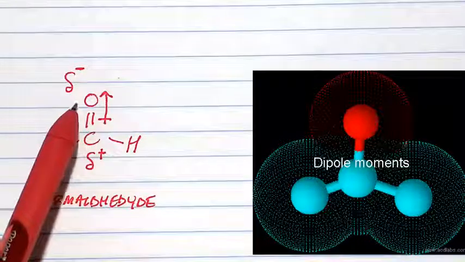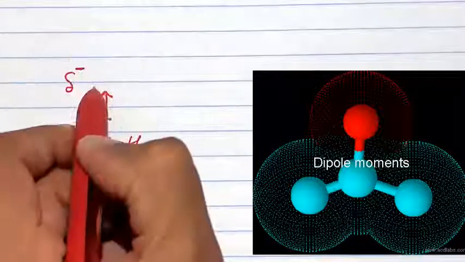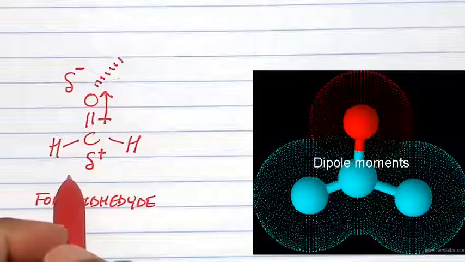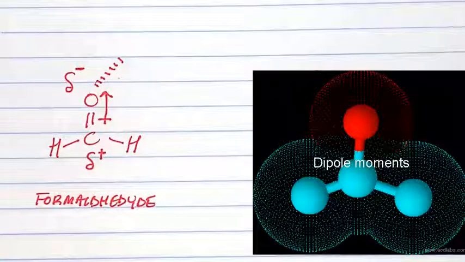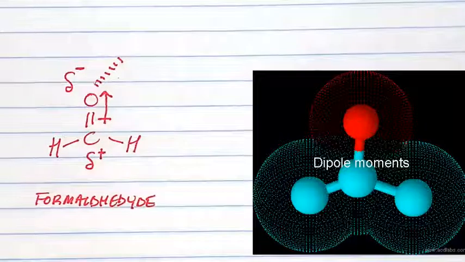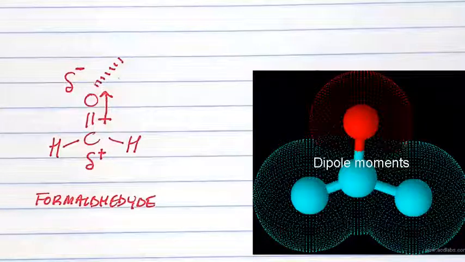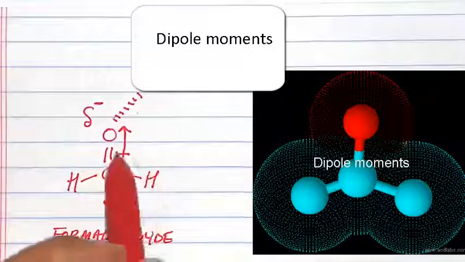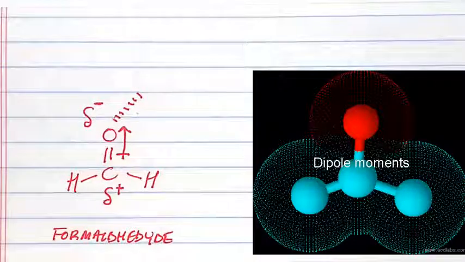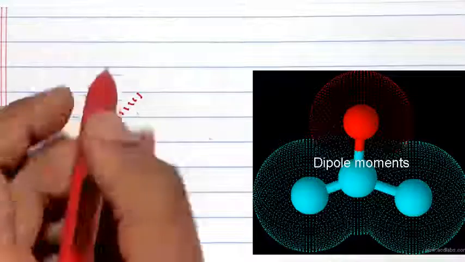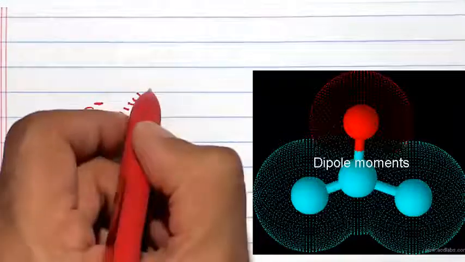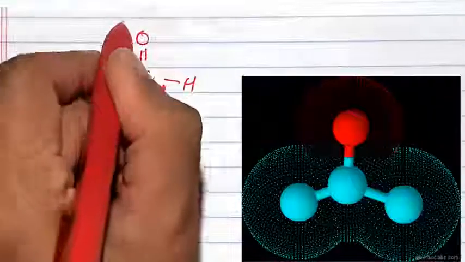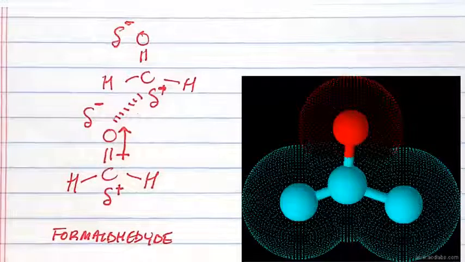And we know that partial positives will like to interact with partial negatives. So this partial negative will interact with a partial positive of another molecule. It could be another partial positive of a formaldehyde, or it could be another partial positive of another molecule itself. So polar molecules will interact with one another through their dipole moments. So, for example, if formaldehyde were to interact with another molecule of formaldehyde, it would interact possibly with the partial positive of the carbon, or it could interact with the partial positive of the hydrogen. I'll have it interact with the partial positive region of another formaldehyde molecule.